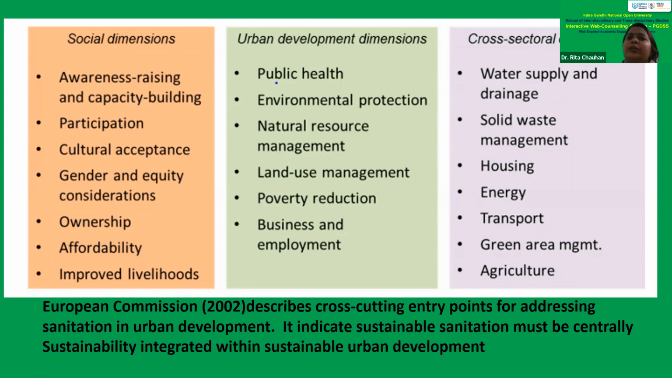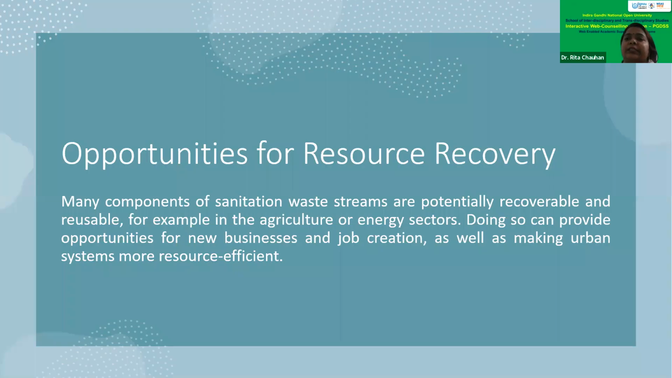And when we look at it from an urban development point of view, there we should have public health, natural resource management, land use management, poverty reduction, business and empowerment. You must have learned about these dimensions at various levels. So basically, sustainable sanitation must be centrally located. It must be integrated with all the sectors of social and urban development and all the sector dimensions. Do we have resource recovery from this? Yes, we have.